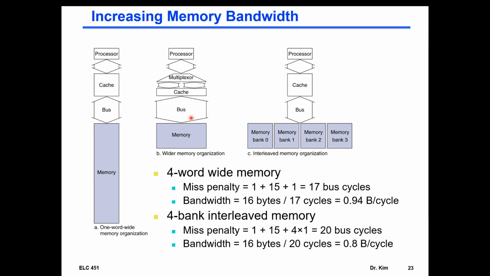These two approaches are both improvements over this one. This one would take 1 cycle to address it, 15 to get the word, and 1 to deliver it. So it would be 17 per word. So this would be 17 times 4 bus cycles. That would be the miss penalty to transfer the 16 bytes.